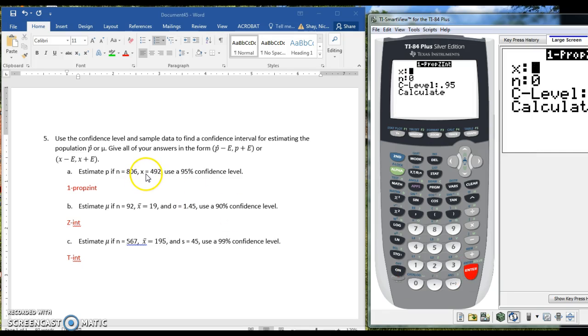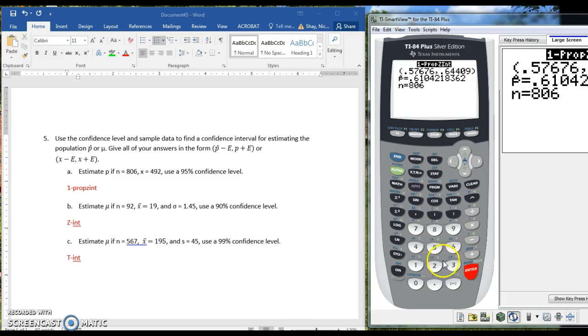X is the number that responded. I made up that they like White Castle, right? 492. How many total people did we ask? We asked 806. And the confidence level here is going to be 0.95. And now we calculate that, and there's our interval. So that's the answer for this one, this is the interval notation for this. So it's going to be 0.57676, comma, 0.64409. Again, in MyMathLab, something like that, we might need to round, but for the sake of this one, I think we're okay with that.